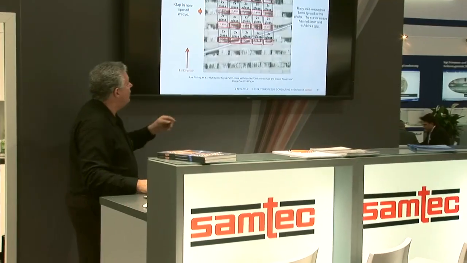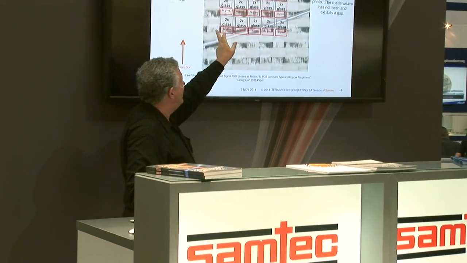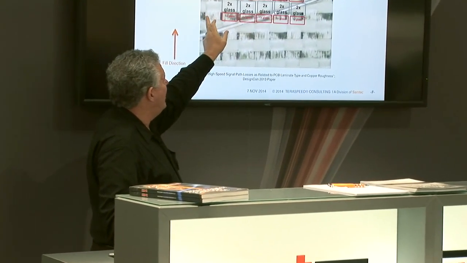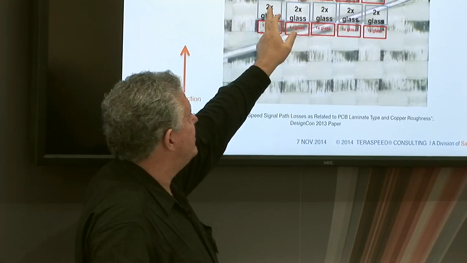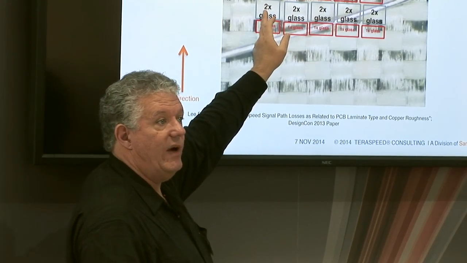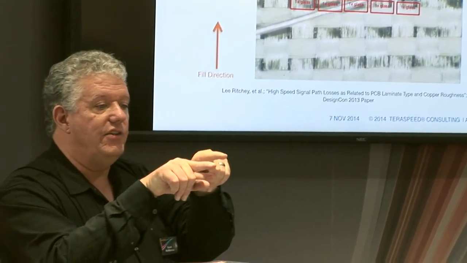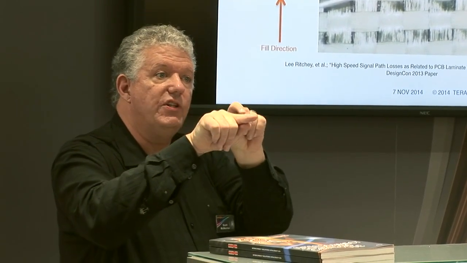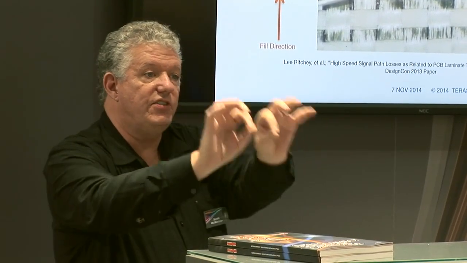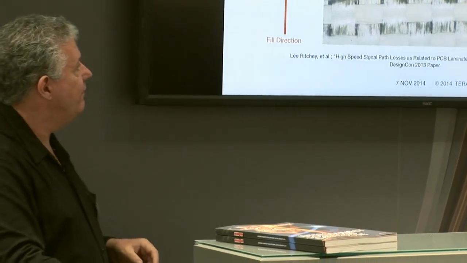If you can imagine that one side of one trace in a differential pair was running along this 1x glass region, and the other side of the trace was running under the 2x, then we'd have a differential between the dielectric constants, and we would develop skew as the signal propagates down the trace.